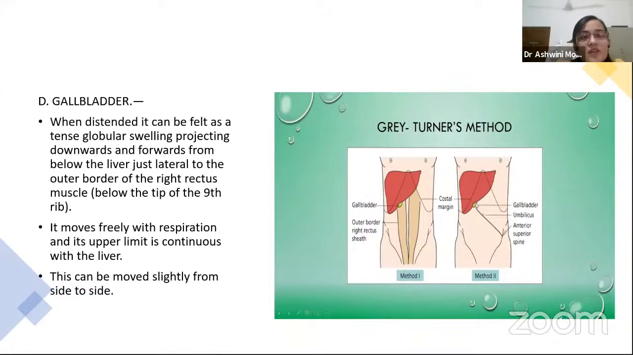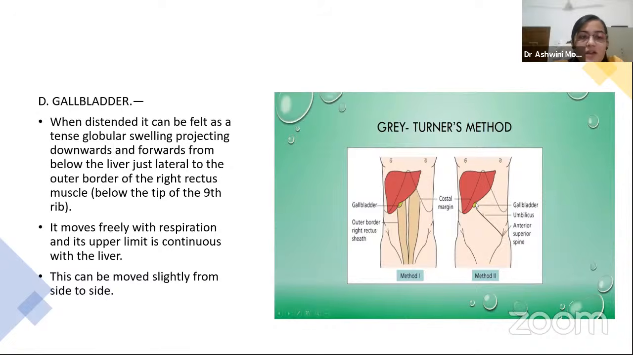In that case, when it is distended, it can be felt easily as a tense globular swelling projecting downwards and forwards. It will project downwards and forwards from below the liver, just lateral to the outer border of the right rectus. This is the right rectus, outer border. From the outer border, it will move downwards and forwards, below the tip of the ninth rib, as we have talked about before. It moves freely with respiration.